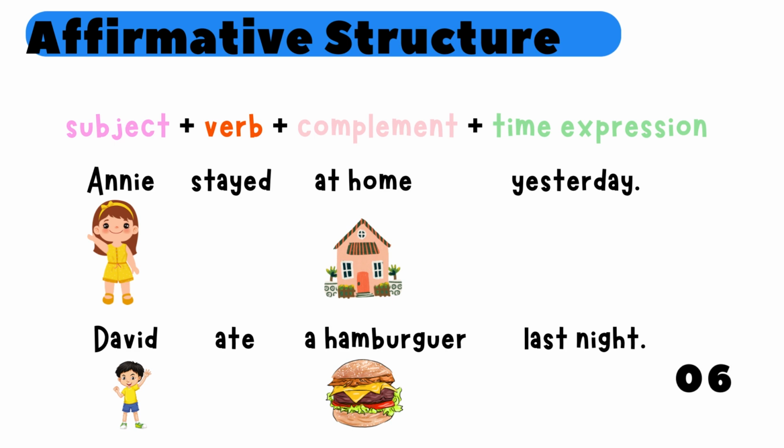Affirmative structure. Subject plus verb plus complement plus time expression. For example, Annie stayed at home yesterday. David ate a hamburger last night.